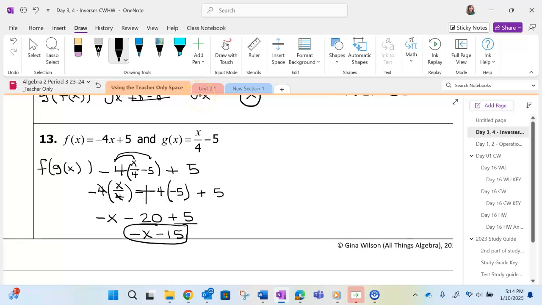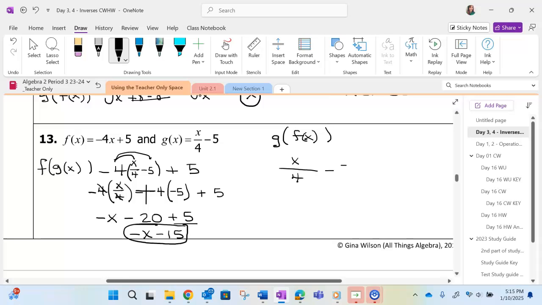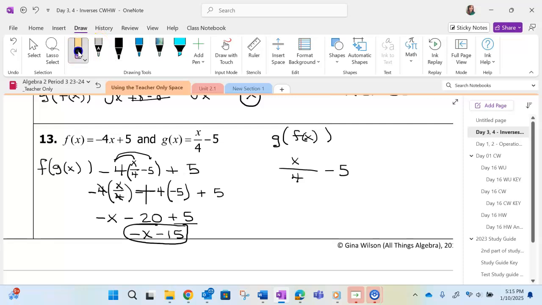Let's do the other one anyway. We're going to do g, and we're going to put f of x inside. So here we go: x over 4 minus 5. Okay, so I am going to erase the x, and I am going to put negative 4x plus 5 inside. Negative 4x plus 5.